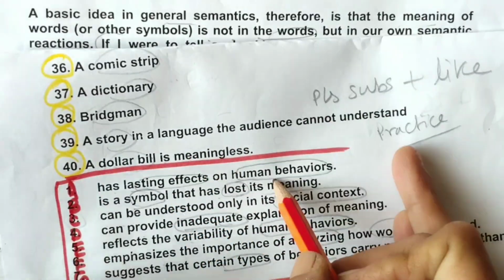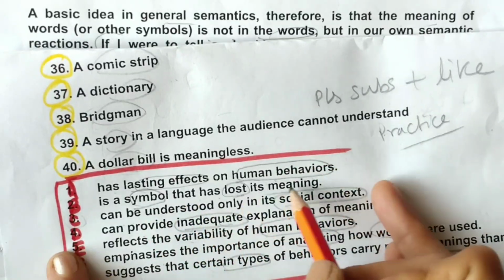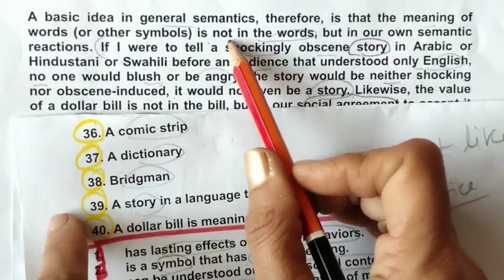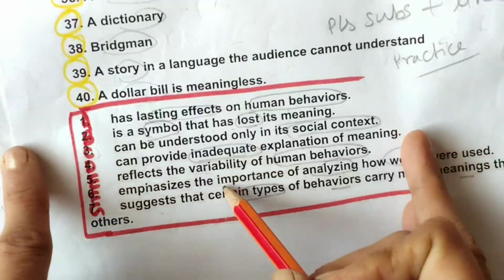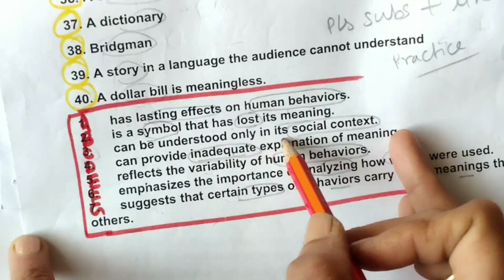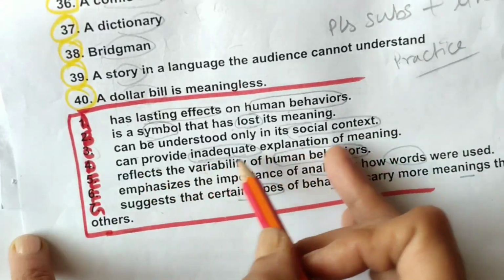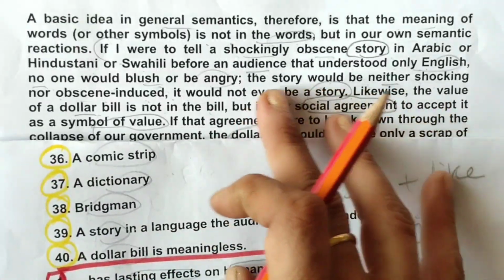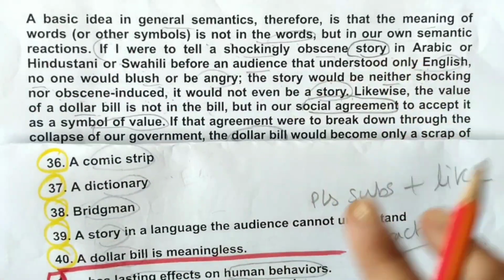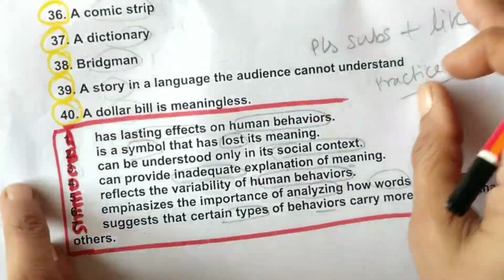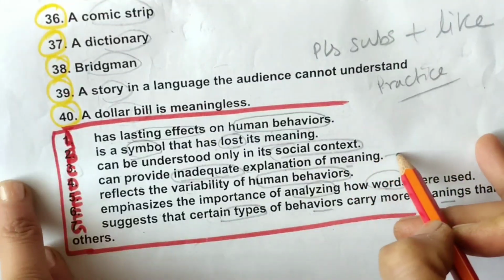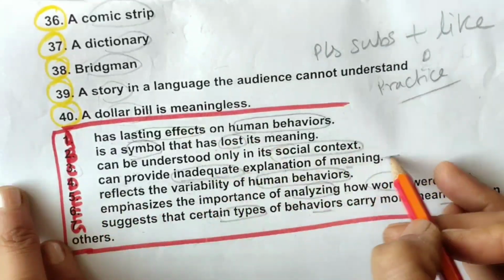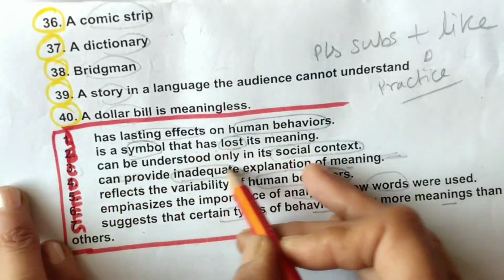Has lasting effects on human behaviors? No. Is a symbol that lost its meaning? No, it is not a symbol that lost its meaning; the meaning is not in words. Can be understood only in social context? No. Can provide inadequate explanation of meaning? Yes, inadequate explanation, yes. An English person, how can he understand Hindustani or Arabic? They can't understand this. So we can match inadequate explanation of meaning with this one. This is D. It means we have done this. I am cutting it.